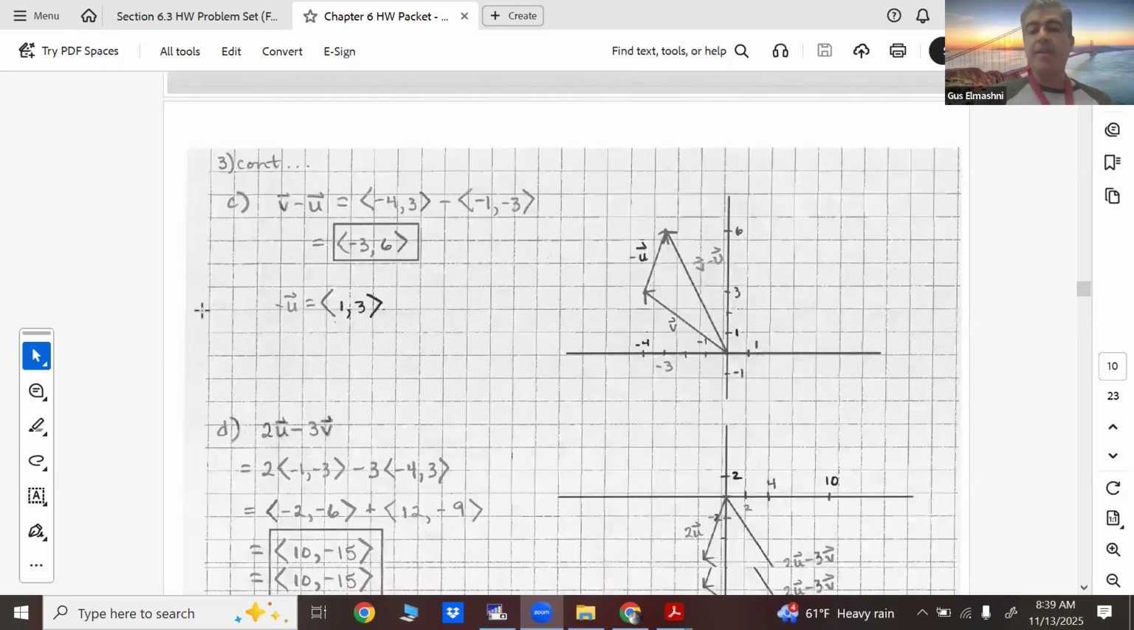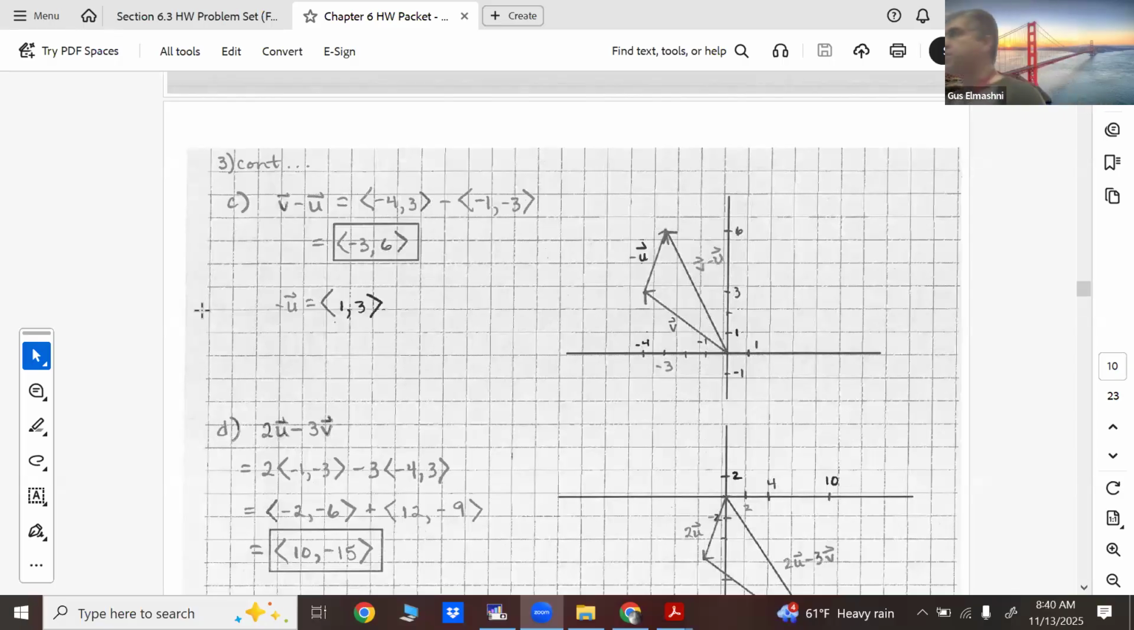Now for subtraction, treat subtraction like addition. What you're going to do is v minus u is no different than v plus negative u. Think of it like that, right? Like if you have 6 minus -5, that's 6 plus 5, right? We know that. Or 6 minus 5 is 6 plus -5. So same thing here. -4 comma 3 minus -1 comma -3. We'll draw v, not a problem. That's easy. Go 4 left, 3 up, we're good.